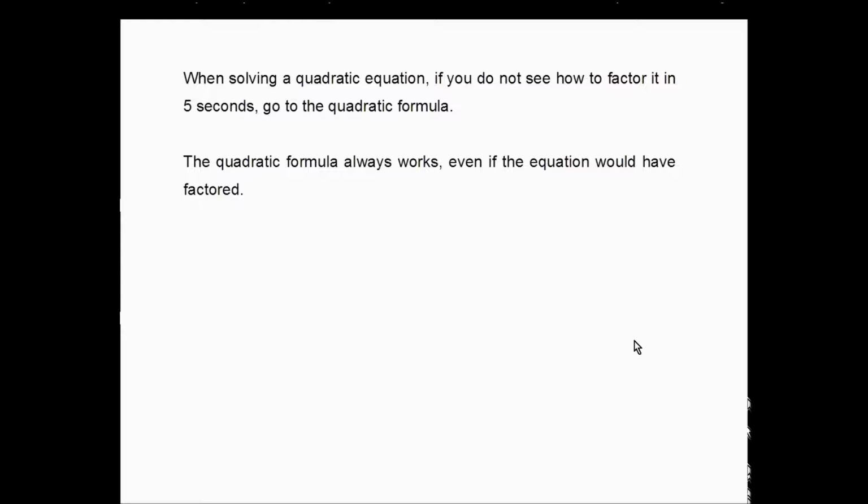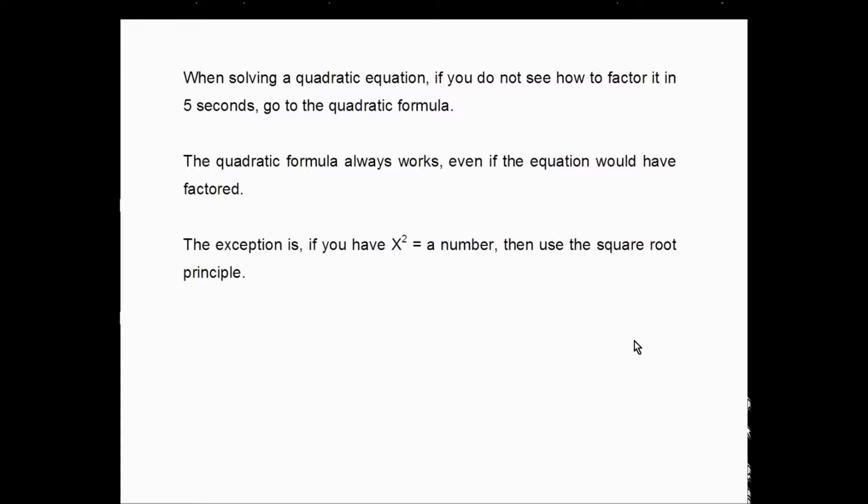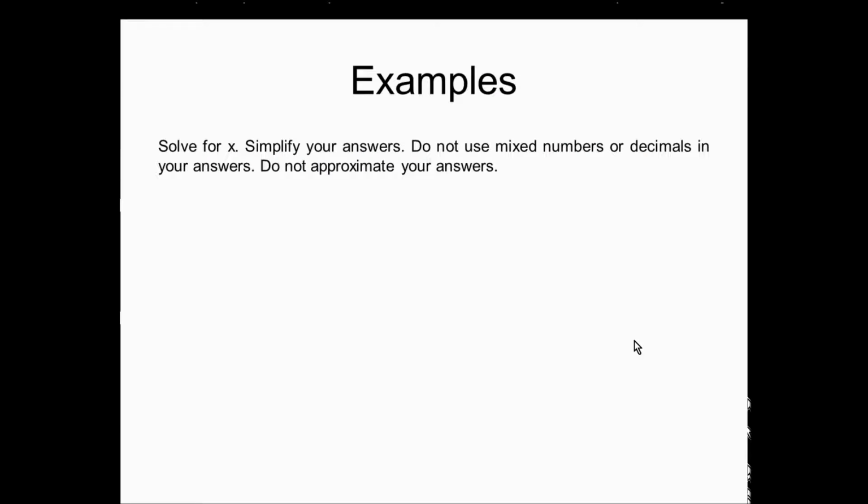So some students, they always just say, I'm just going to do the quadratic formula. It always works. Okay, that's fine. It always works. The exception is, if you have x squared equals a number, then use the square root principle. If you have x squared equals a number, the square root principle actually is faster. But for some reason, most students never notice they have x squared equals a number, and they forget all about the square root principle. They'll go to the quadratic formula. They'll square it out and put it in general form. So remember, the quadratic formula requires that your quadratic equation be in general form.